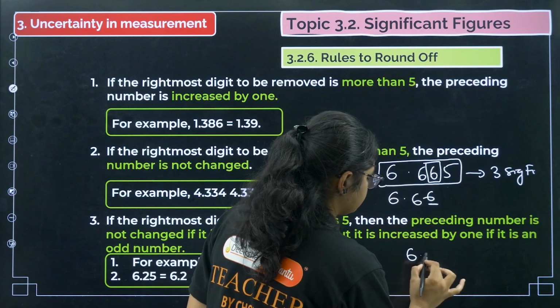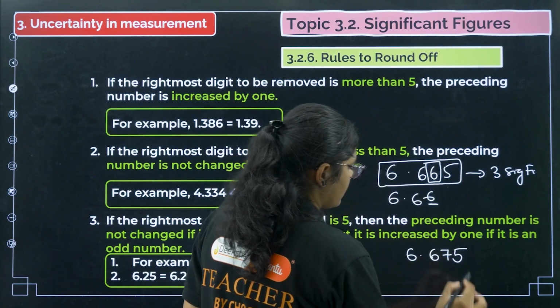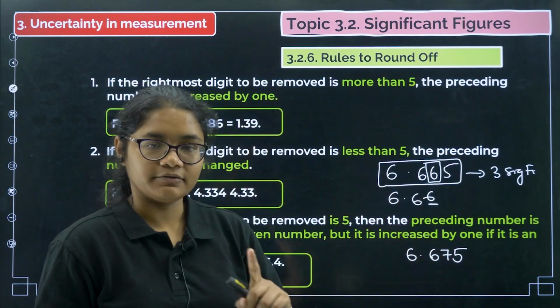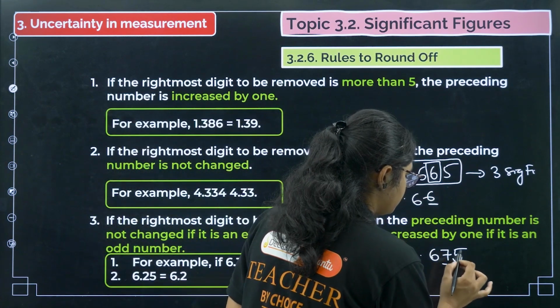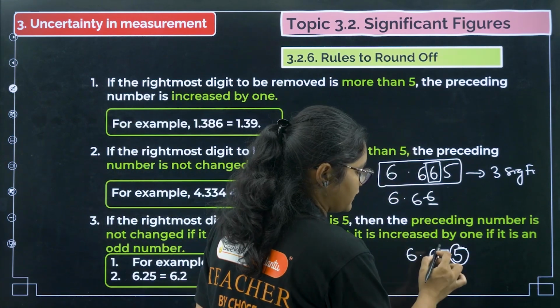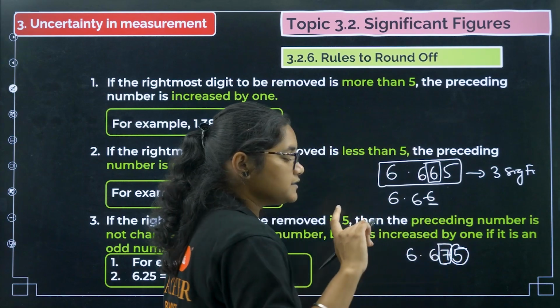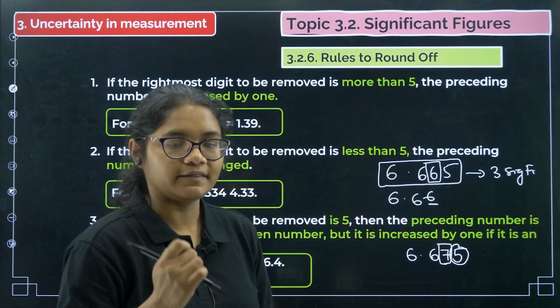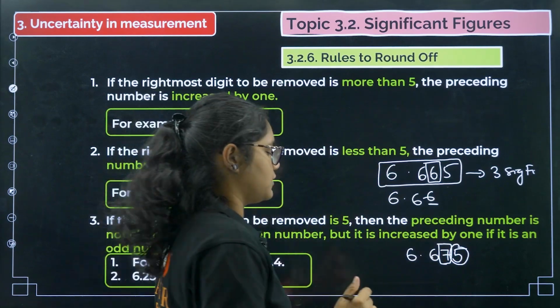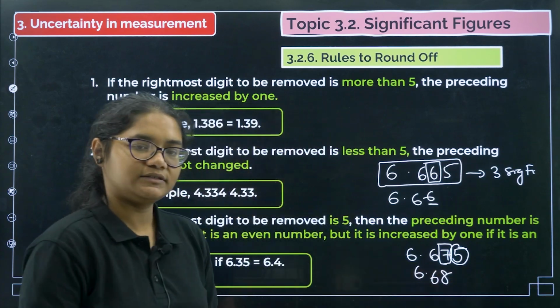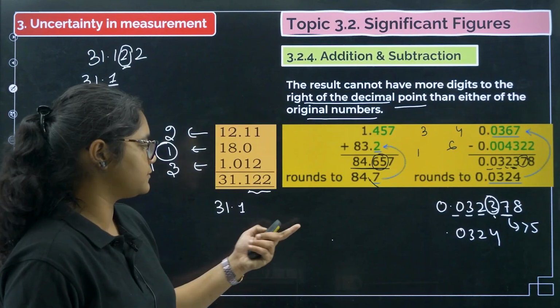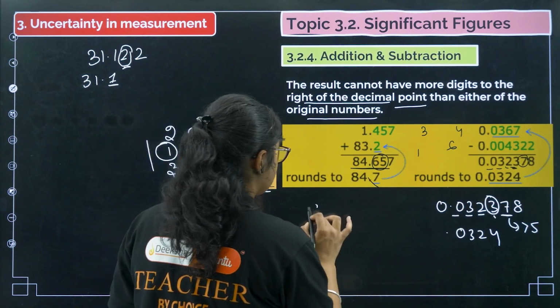But if I write like this, and you need to write it in 3 significant figures. Now the last number is 5, so I need to check this preceding number, and this preceding number is an odd number. In that case, it will increase by 1, so I will get 6.68. I hope this is clear now. So now I'll explain this one, why it became so, so we can be clear.